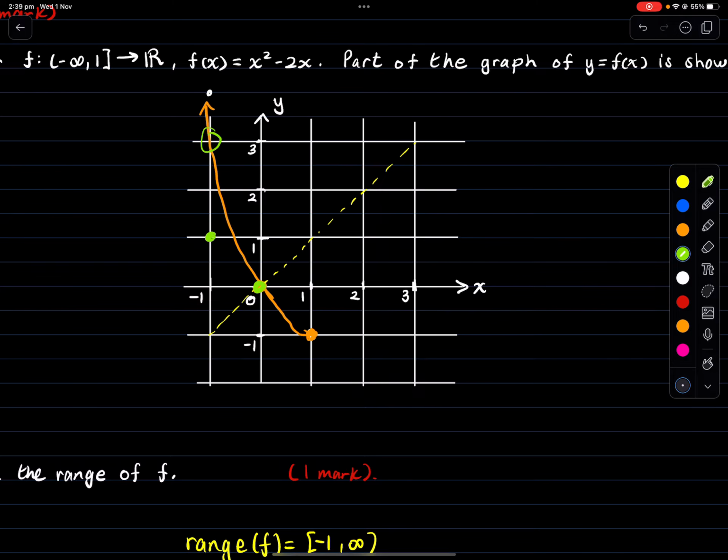Also, this point over here is negative 1, 3, so it'll be 3, negative 1. So it'll be here and here. If I'm drawing this nicely, it will look like this. Perfect. And we want to label the endpoints. This will go to infinity, by the way. This endpoint here will be negative 1, 1, and this axial intercept is 0, 0. That's that.